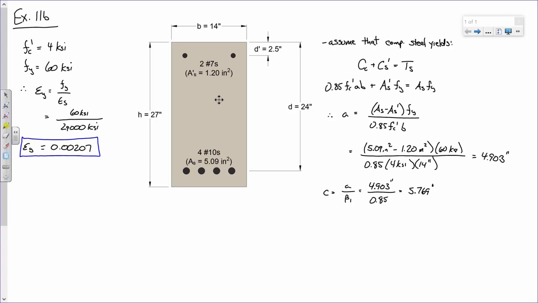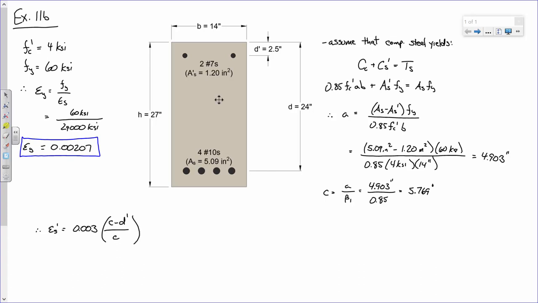I want to make sure that I'm absolutely crystal clear on these strain calculations. Remember, strains are tiny, so I want to make sure I'm right. And then this is 0.003, and it's c minus d prime over c.